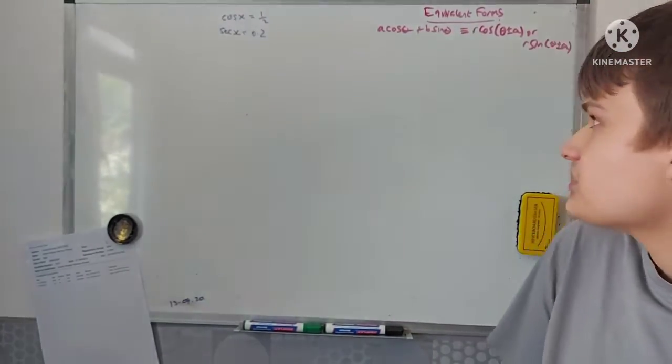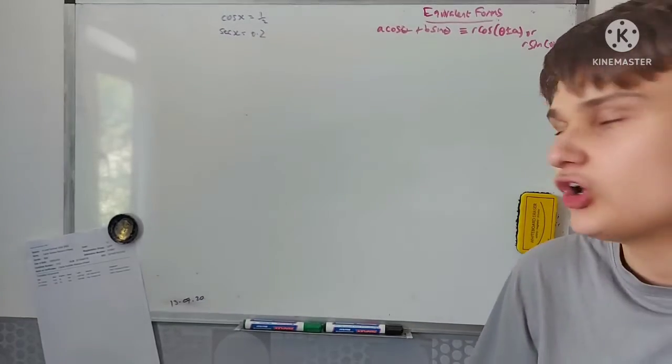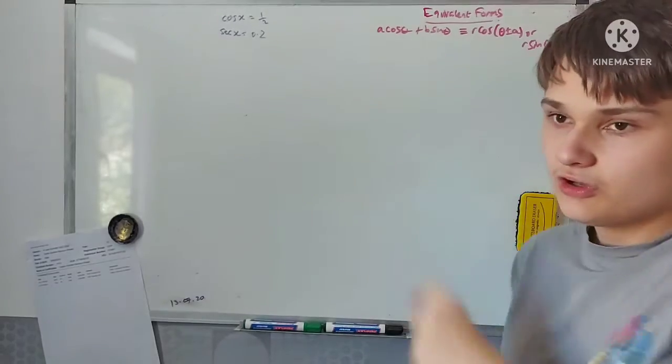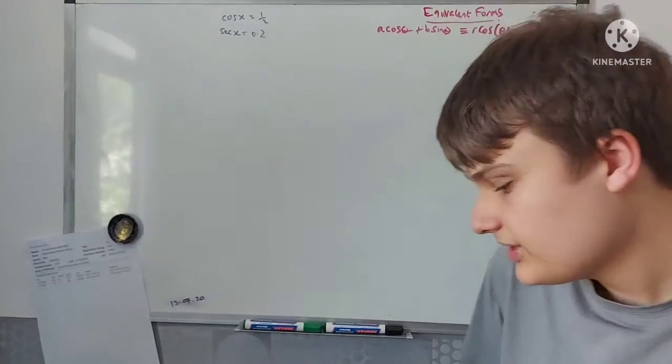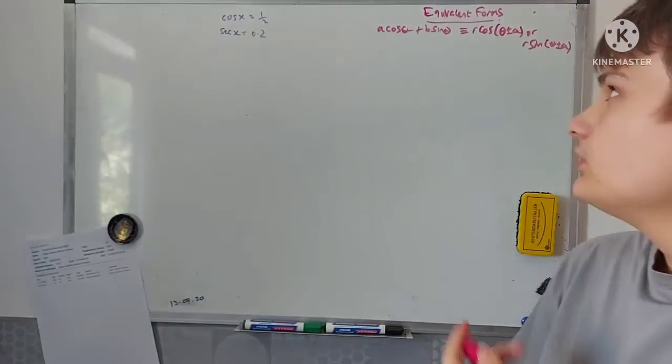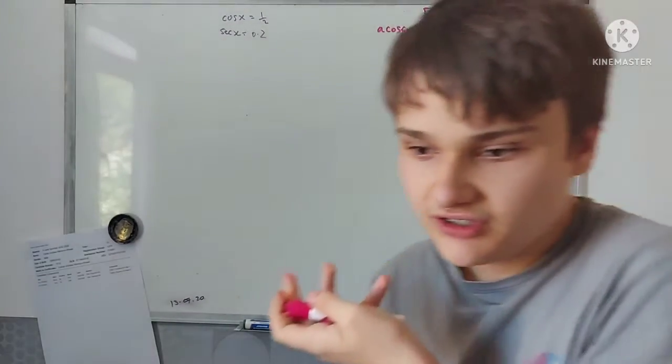But we now need to think about, what if they're not in this form, and they're in the form of a cosine theta plus b sine theta, or something of that form. Now, to do that, we need an equivalent form, which is why this section is currently called equivalent forms.